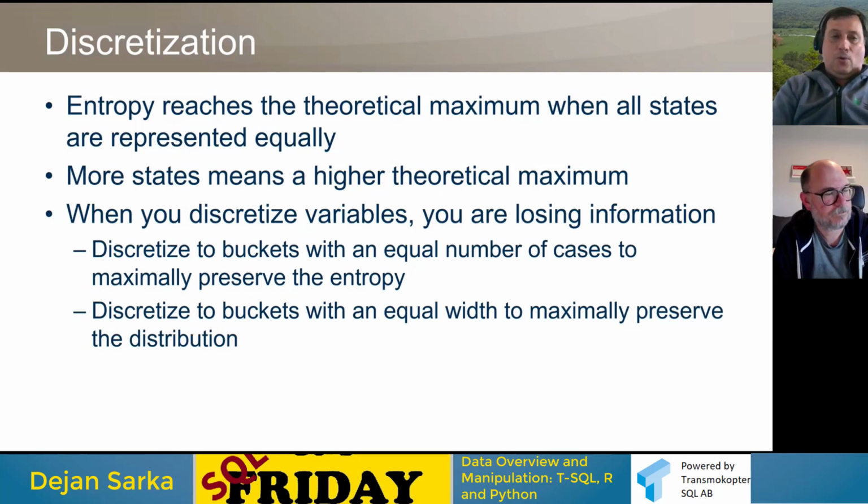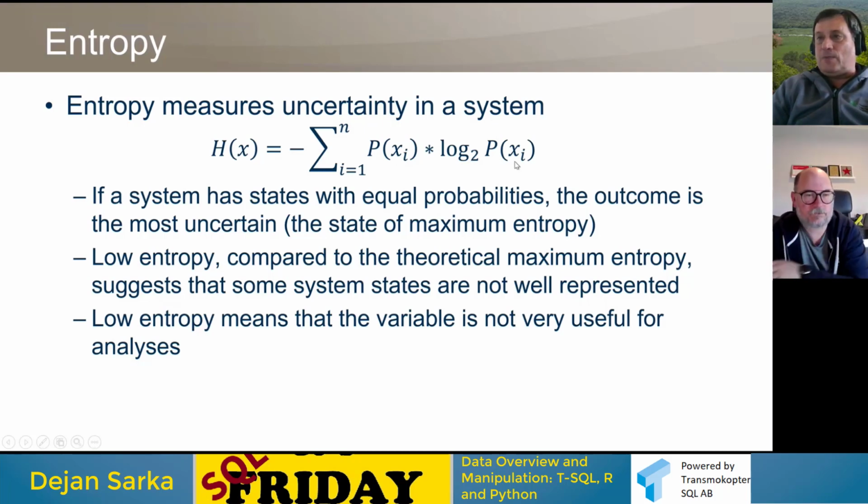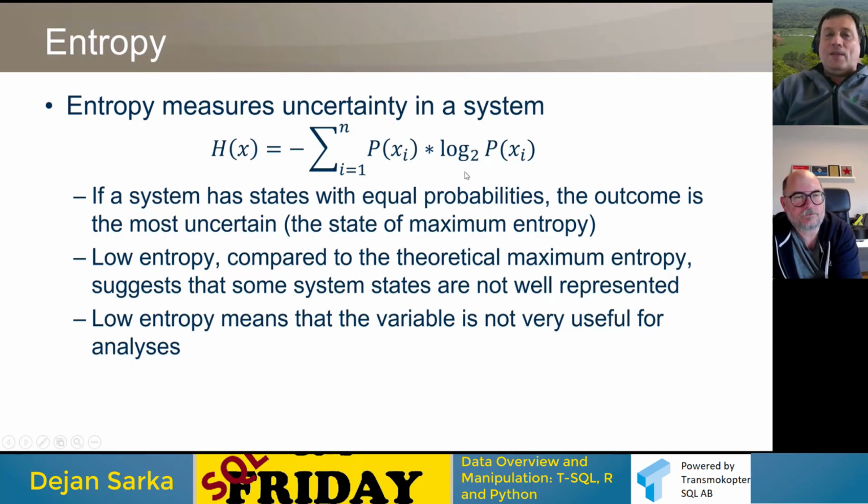Now let me show you the calculation. This is the formula. You see, it is based on probabilities. So we have the probability of each state multiplied by the logarithm of this probability. We still use logarithm base 2, although we could use a logarithm of any base, but Shannon, who introduced information theory in the late 40s, used logarithm base 2, so it's still here. The point here is that if we have a single state with probability 1, then this is simply 0.